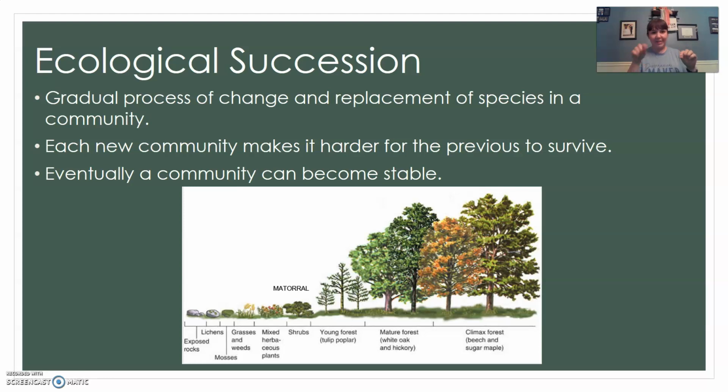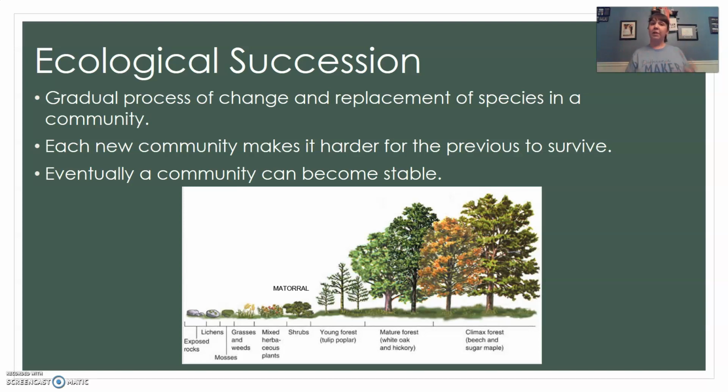Each new community, so like the grasses shade out the mosses. The shrubs take over where the grasses are. Okay, I see. So each community paves the way for the next community. And then that next community crowds out the previous community. And then eventually there's a community that's stable at the end.